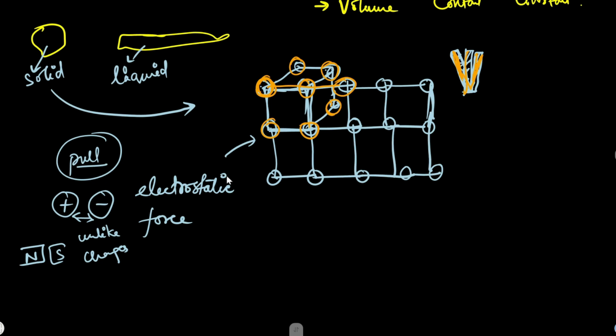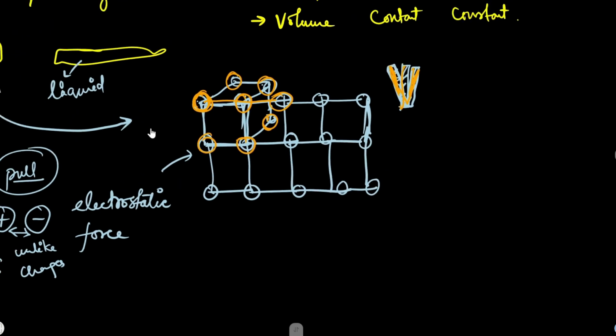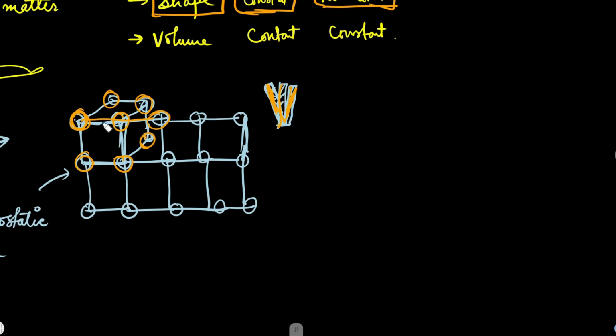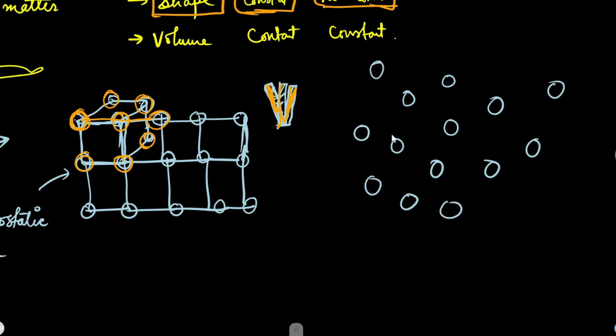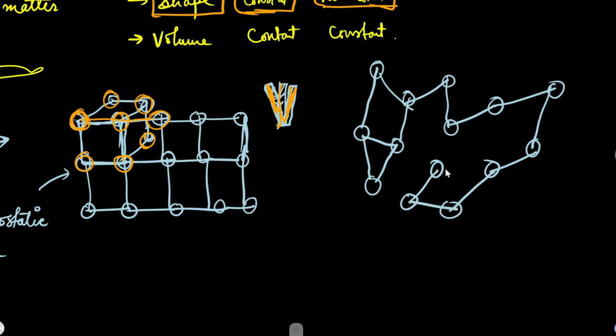But what will happen when it is a liquid? In case of the liquid, the molecules are free to move. There are no such proper forces of attraction. There are some forces of attraction, but they are weak, and because of the weaker force of attraction, the shape is not fixed. They will change their shape often.